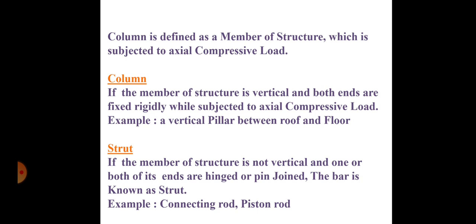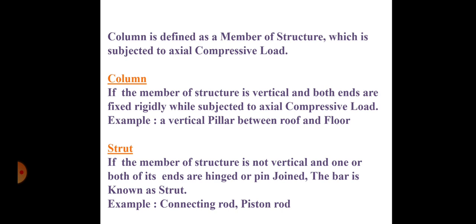What is a column? A column is defined as a member of structure which is subjected to axial compressive load. There are two important things: one is column and another one is strut. The column is a vertical member which is fixed at both ends rigidly, where the same compressive load is acting. Then that is known as column.